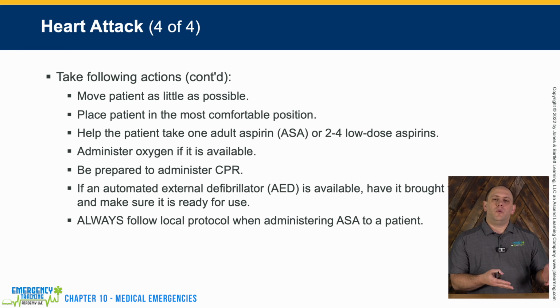If available, we want to help these patients in taking some aspirin. Normally, we're going to do either 2 or 4 of the low dose aspirin. The low dose aspirin is the 81 milligram tablets. We want to make sure that it's the kind that they can chew up. So we're going to take, like I said, either 2 or 4 of those. So 162 milligrams or 324 milligrams of aspirin.